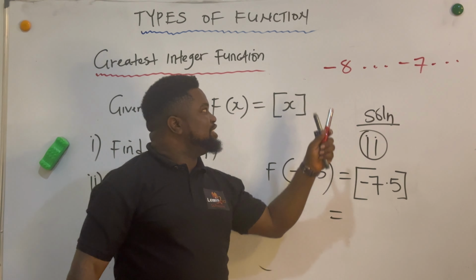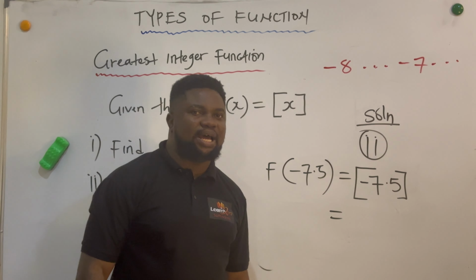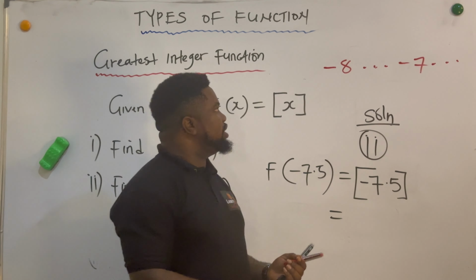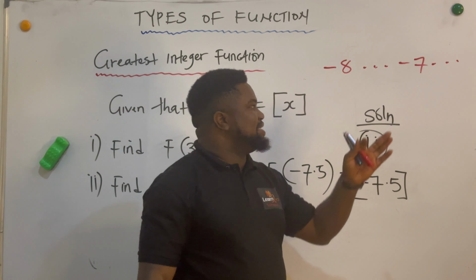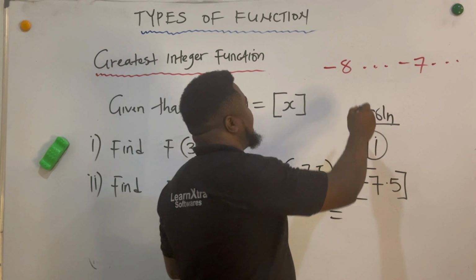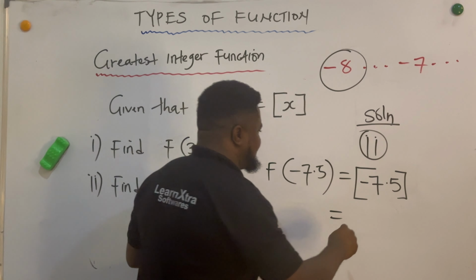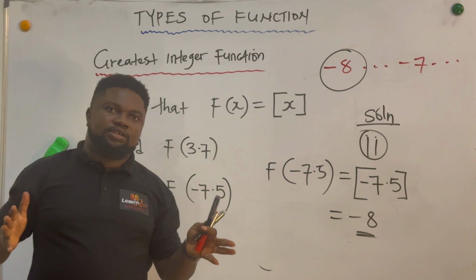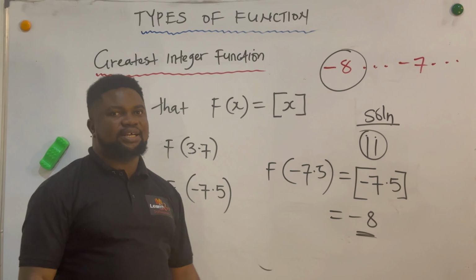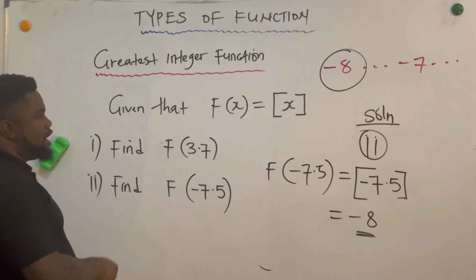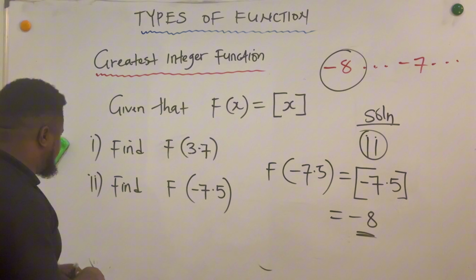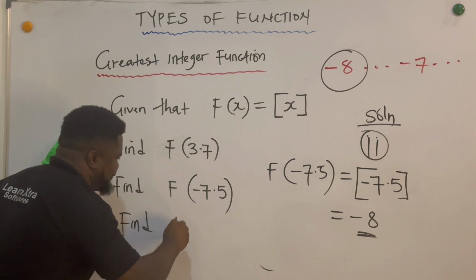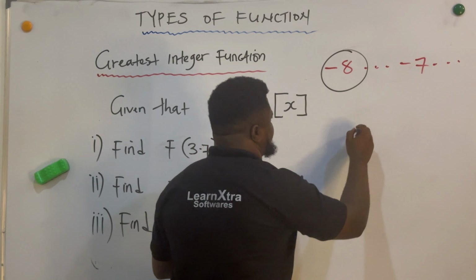The question now is, these two numbers, which one is smaller? Now, between these two numbers, the one at the left-hand side is always smaller. Therefore, my answer is minus 8. The more negative you are, the smaller you are. Take note. So my answer here is minus 8. What if I give you question 3, to find f of minus 5? Solution for this.